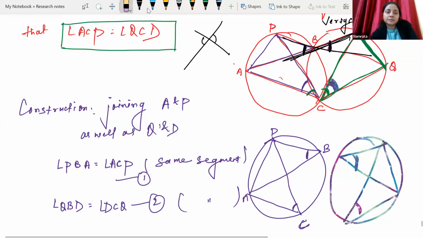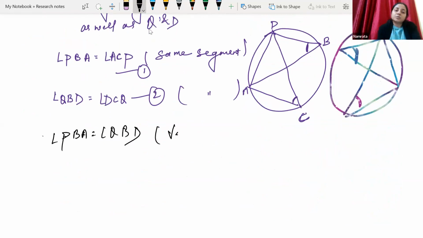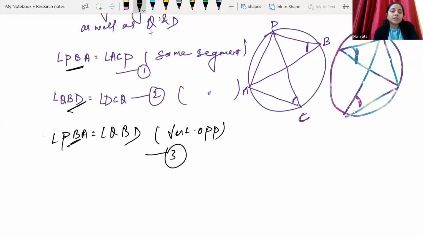Let's write it. So I am going to write angle PBA is equal to angle QBD. Angle PBA is equal to angle QBD. Why? Vertically opposite. So we got three equations. Now let's combine all the three equations. So here we are having PBA, here we are having PBA, here we are having QBD, here we are having QBD. So at the place of PBA, I am going to write angle ACP.